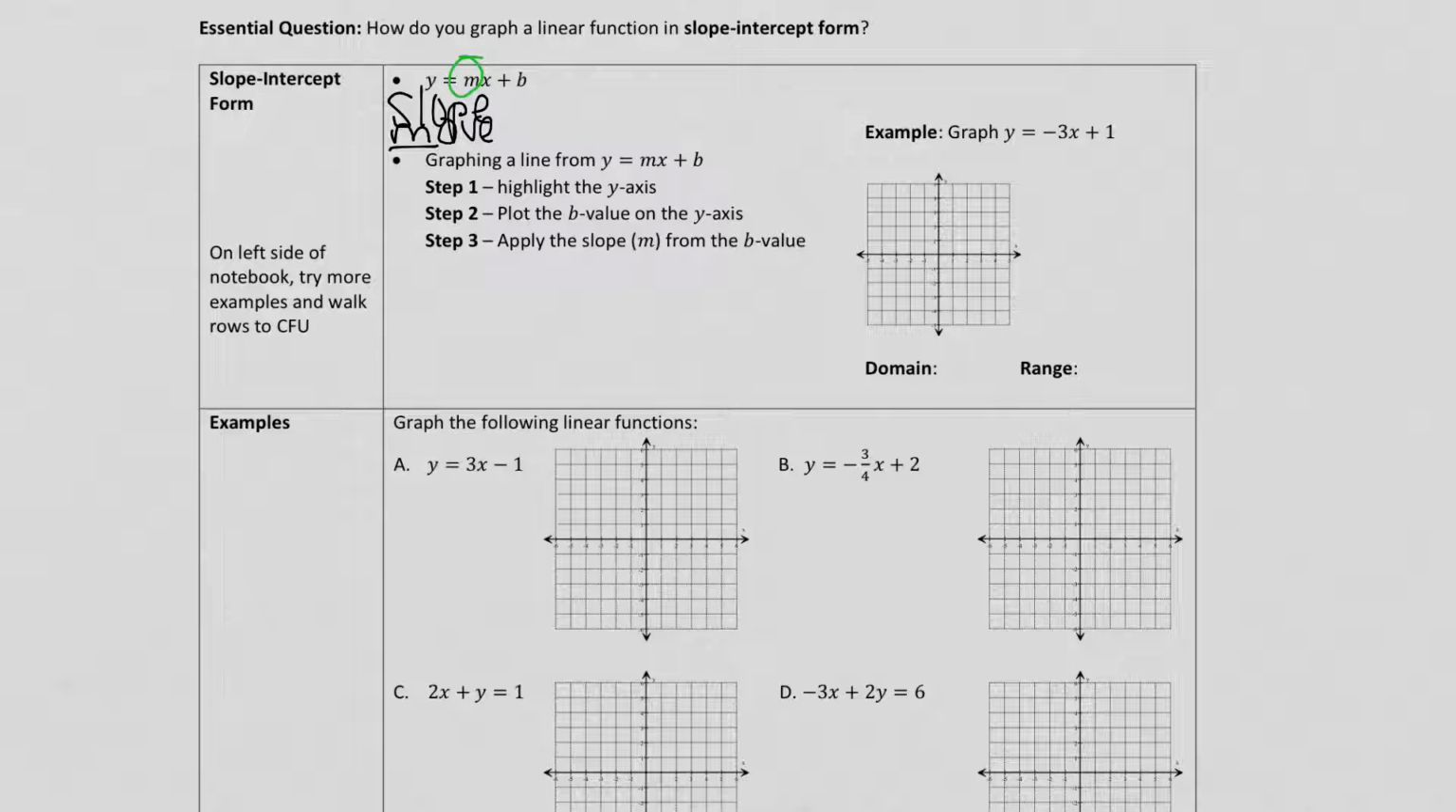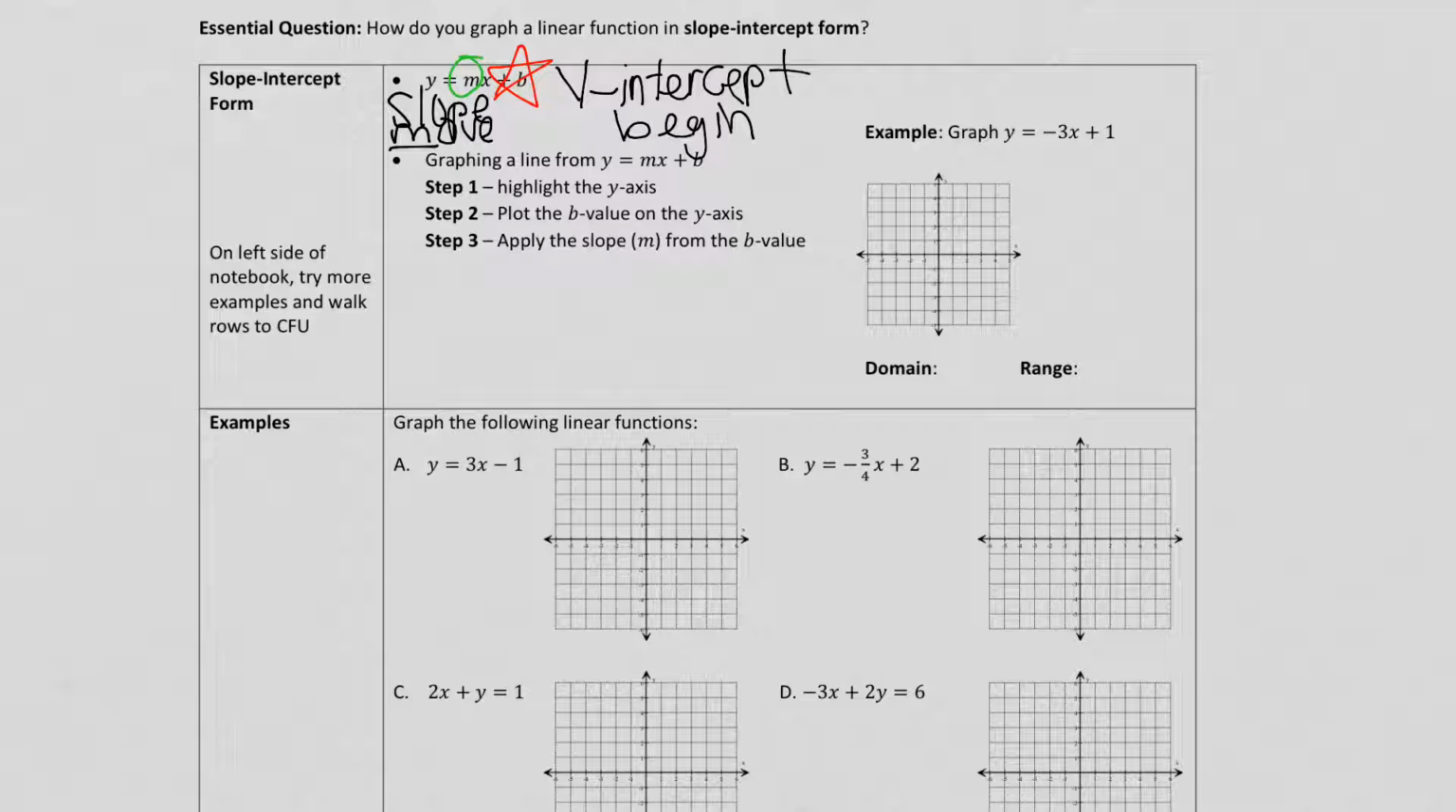Next, I'm going to put a red star on my b value. That represents my y-intercept, and that tells us where we begin on the y-axis.